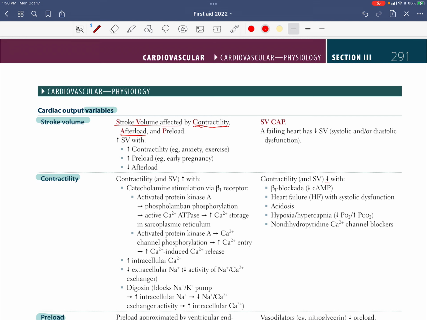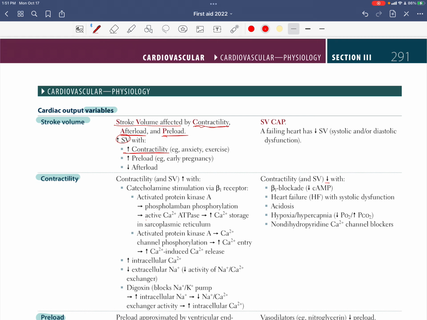What I say about afterload is that it's kind of the resistance that the ventricle, for example, has to pump against in order to give out the blood to the vascular system. And the preload is the amount of blood that is already there in the heart, and it's approximated by the end-diastolic volume. So it's about how much blood is there in the heart at the end of diastole, when the heart is relaxing.